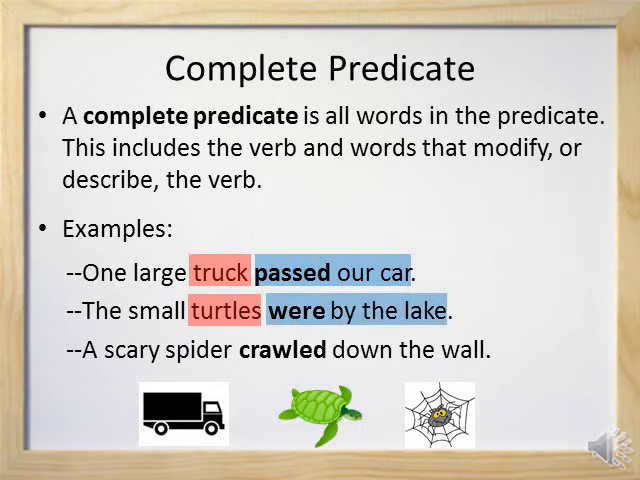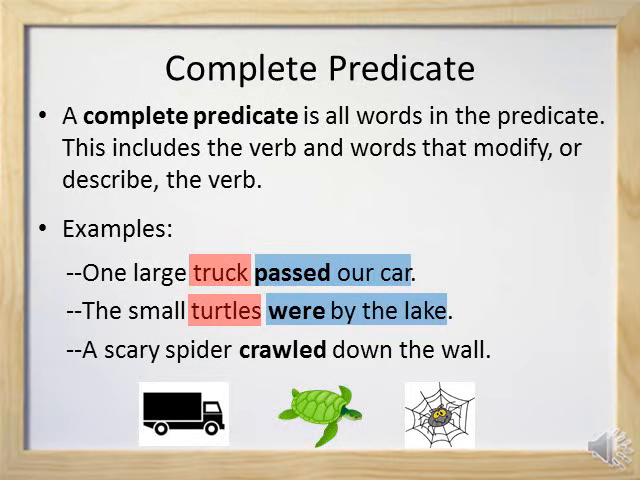Now, to find the complete predicate, what action did the turtles do in this sentence? Were by the lake. Were by the lake is the complete predicate. And if you remember, the simple predicate is just the verb were. So the complete predicate contains the simple predicate plus by the lake, which describes were by telling where.